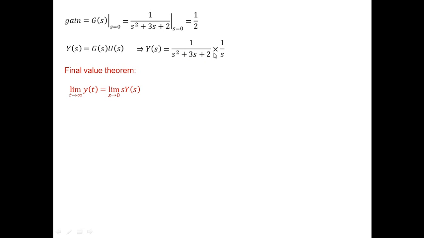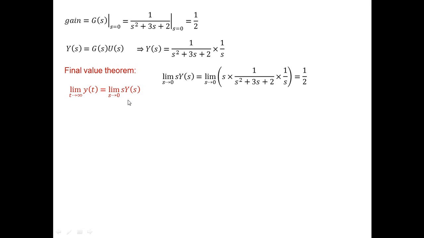In order to find the final value of the system, we need to use the Laplace final value theorem. Before using it, we see that Y of s is equal to G of s times U of s, and since the input is a unit step, Y of s will be equal to 1 over s squared plus 3s plus 2 multiplied by 1 over s. The final value theorem says that the limit of y of t when t goes to infinity is equal to the limit of s Y of s when s goes to 0.